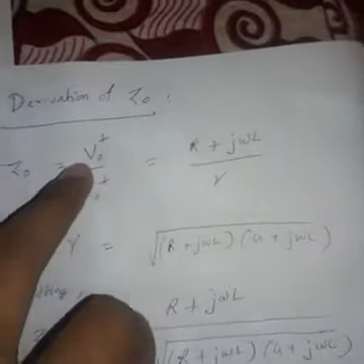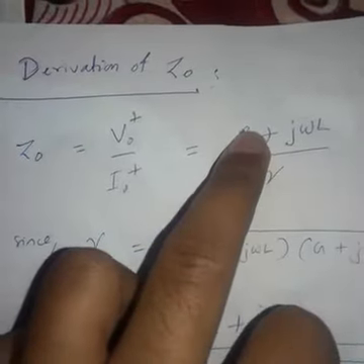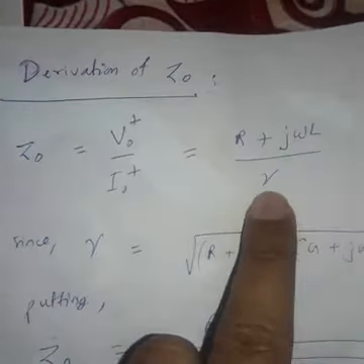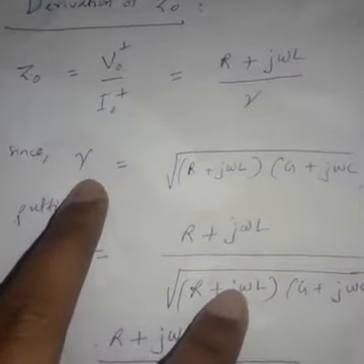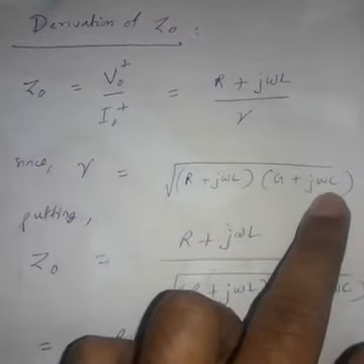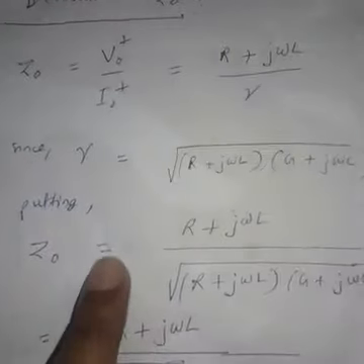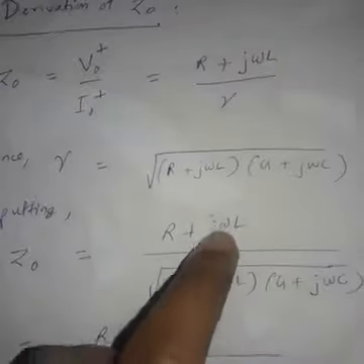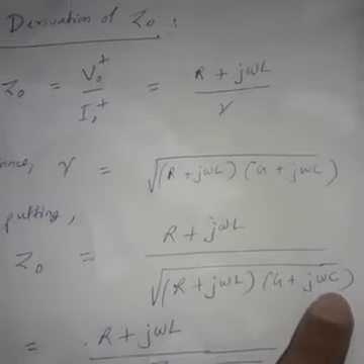So let us start our derivation. You know that characteristic impedance Z0 equals V0 plus by I0 plus, which is equal to R plus j omega L by gamma. Now from the wave equation solution we obtain that gamma is equal to root over of R plus j omega L into G plus j omega C. Putting this value of gamma here, I get Z0 is equal to R plus j omega L by root over of R plus j omega L into G plus j omega C.